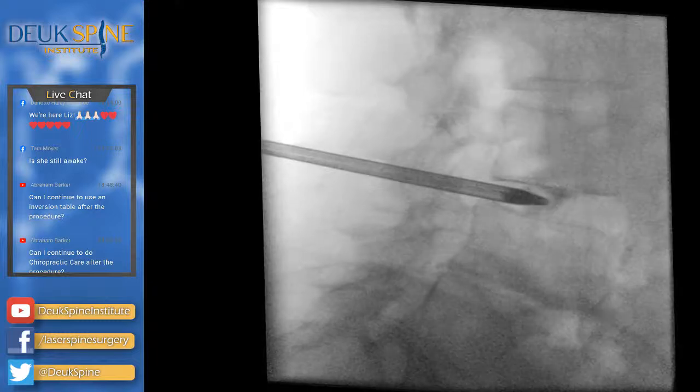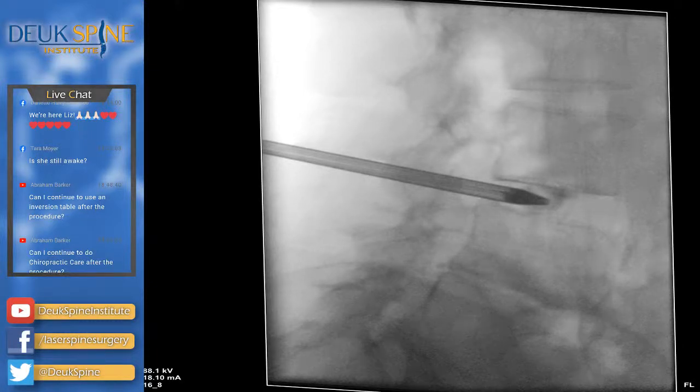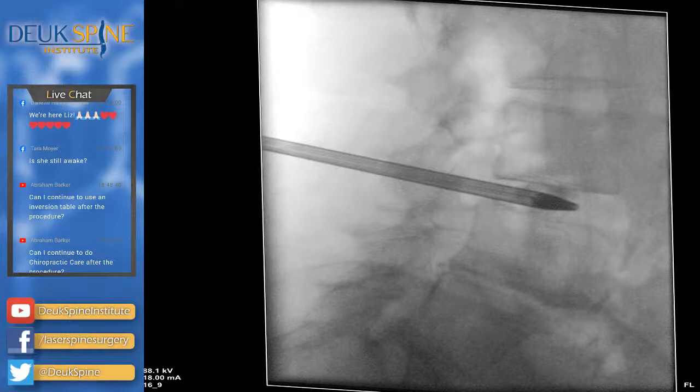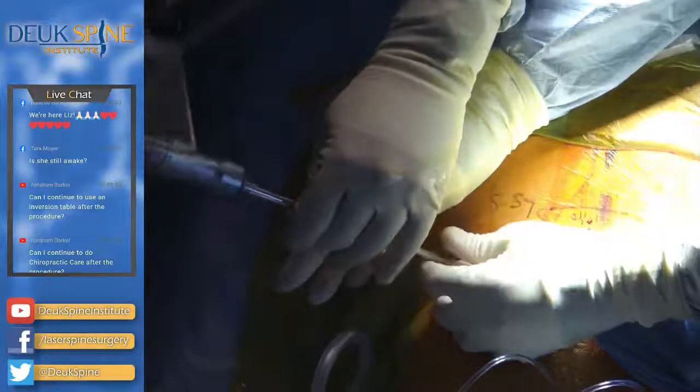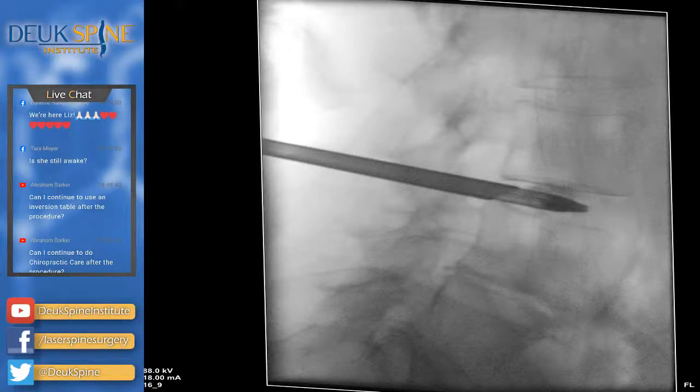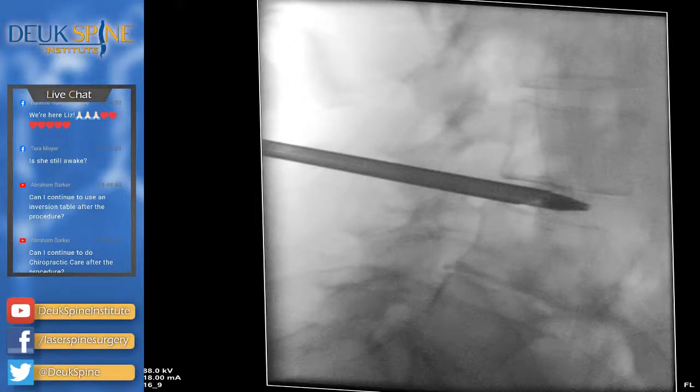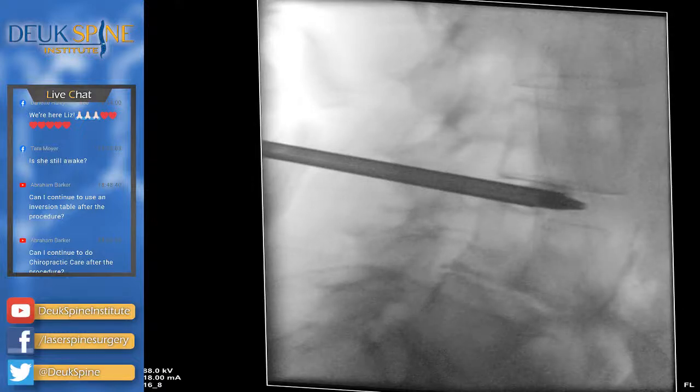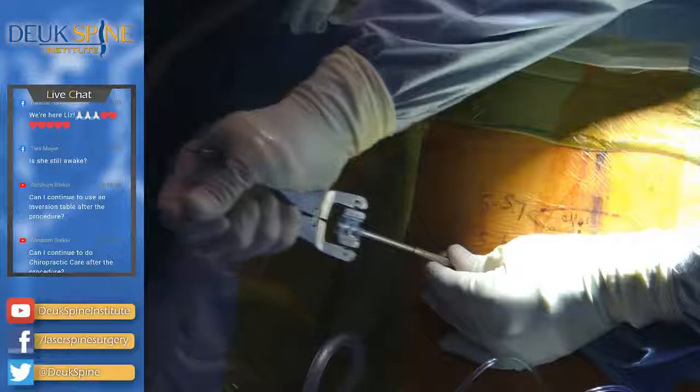Shot. Just want to get a little bit further. All right. Nice job. Beautiful. Thank you, Luis. Shot. That's good. Stabilize the tube. Beautiful. Nice job.